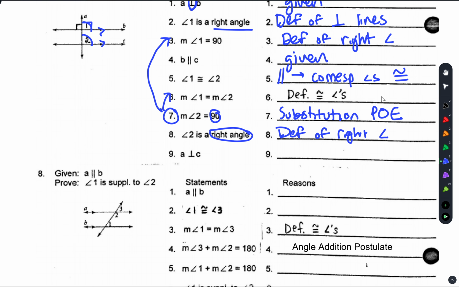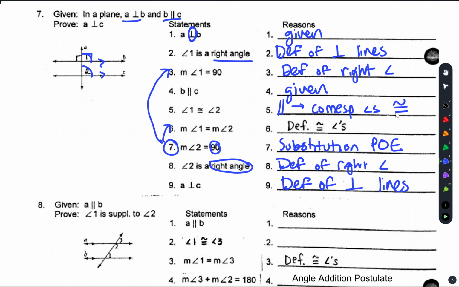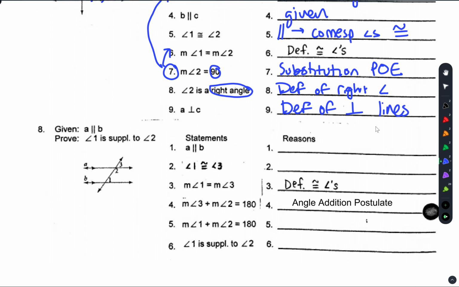Okay, similar logic to finish it off. Then how do I know that A is perpendicular to C? Go ahead, Casper. Yeah, exactly. Definition of perpendicular lines. Okay, we just did a 9-step proof. It wasn't that bad, was it? Oh my goodness. Some faces I just saw.